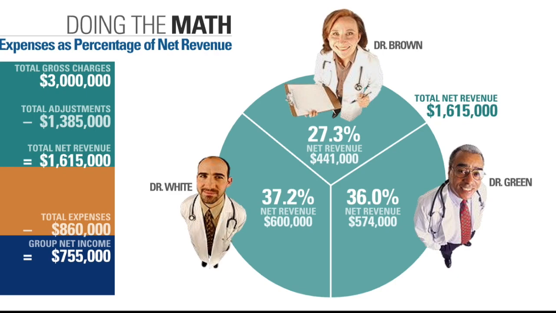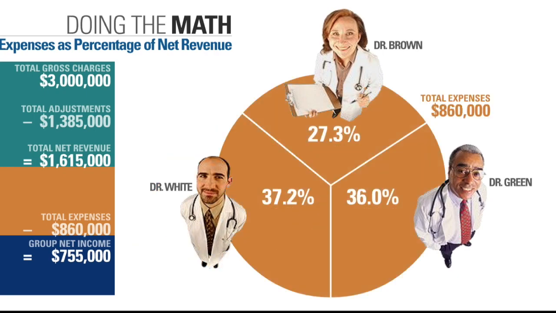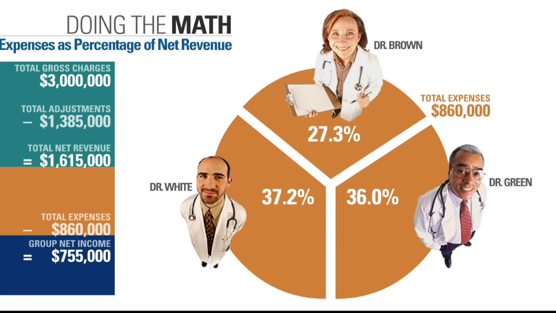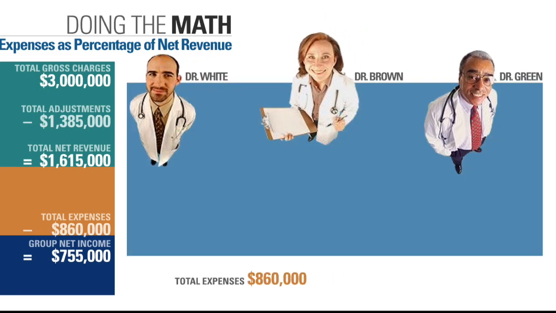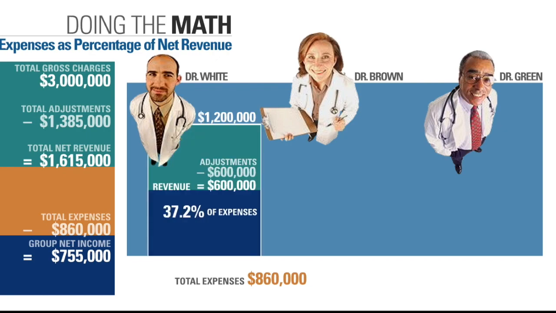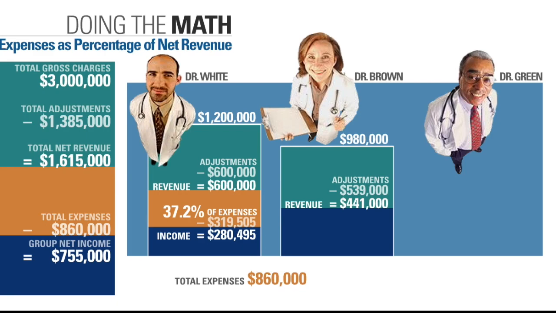We then use these percentages to determine how much of the practice's expenses will be allocated to each physician, which in turn directly affects the personal income of each of them. Again, we already know that the total practice expenses equals $860,000. Dr. White is allocated 37.2% of this amount, or $319,505. When this amount is subtracted from his net revenues, his income will be $280,495.